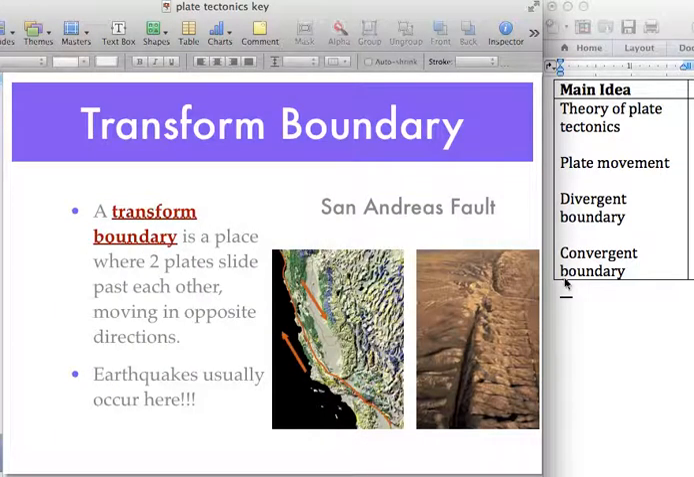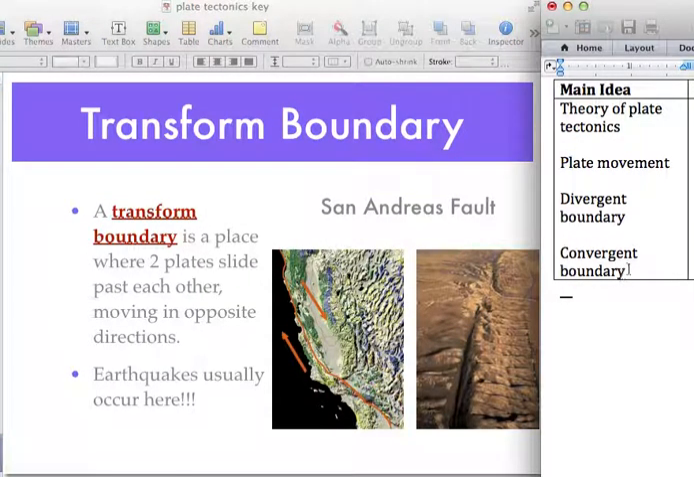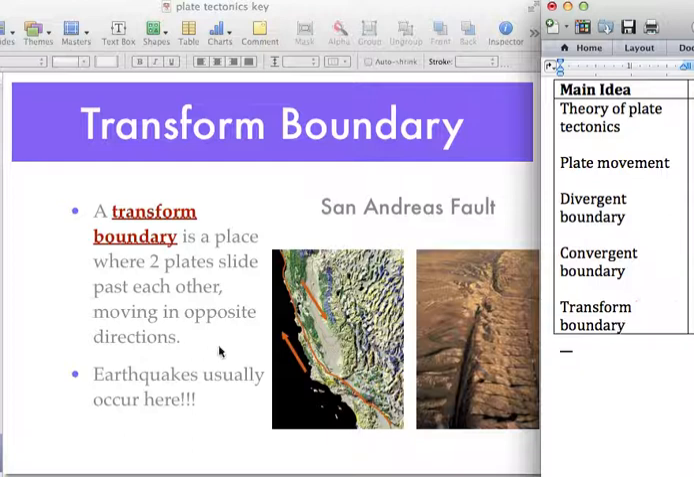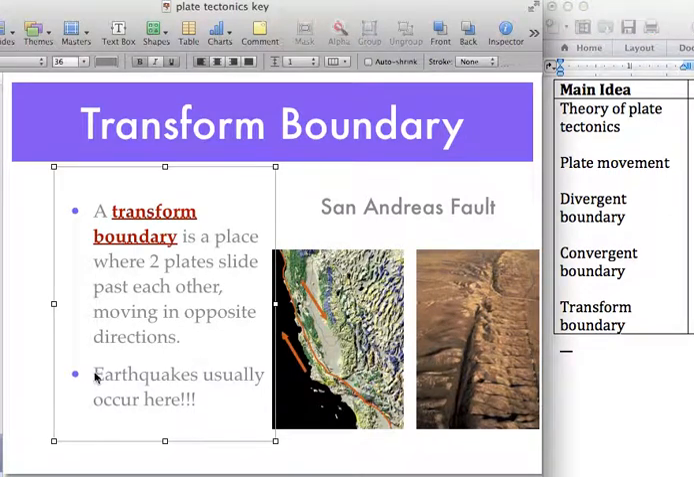Our last type of boundary is called a transform boundary. And at a transform boundary, the plates are sliding past each other. Right? And this creates a lot of friction. Right? These are huge pieces of rock. They don't really slide very easily. So rather than just glide past each other, they tend to move in very jerky steps. Pressure will build, and all of a sudden the plate will shift a couple centimeters. That shift releases a bunch of energy, which we feel as an earthquake.